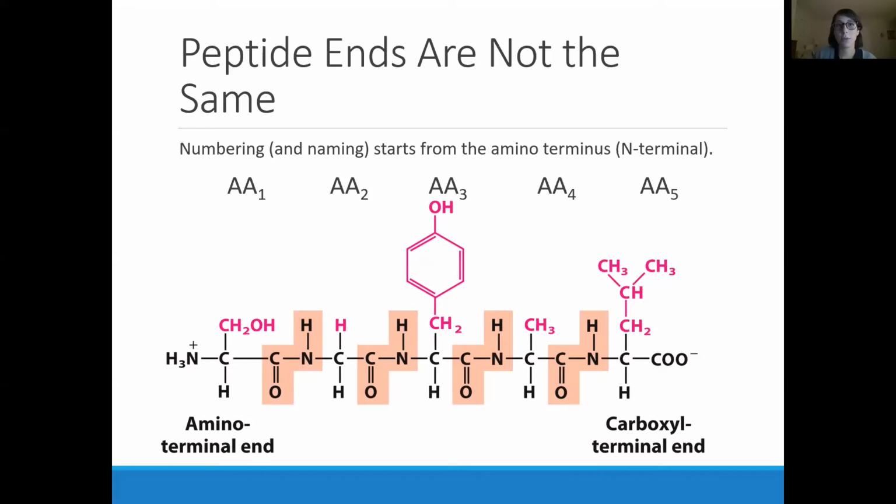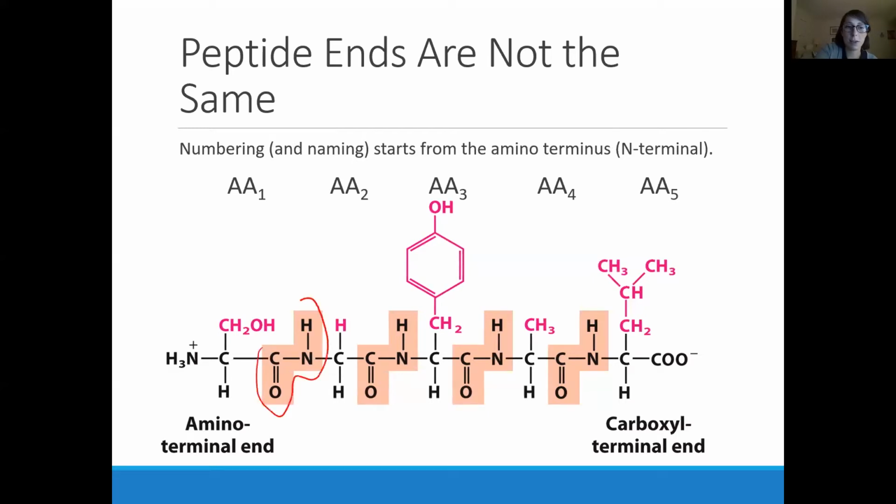So let's again focus on the peptide itself, just a simple peptide, and think about its structure and naming these peptides based on what we know from amino acids. Now, first, the ends of a peptide are not the same. As you add amino acids, you form these peptide bonds. And again, those are highlighted here.